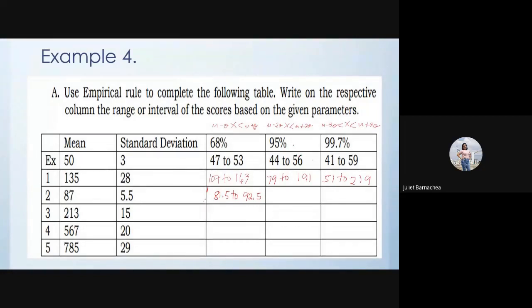87 minus 2 times 5.5. 95% na tayo, guys. 87 plus 2 times 5.5. Okay, tama si Raymark. 76 to 98.